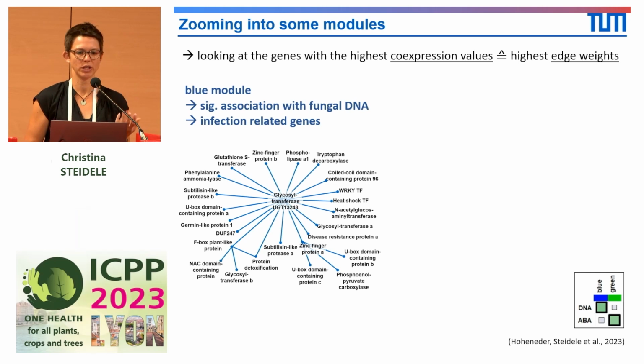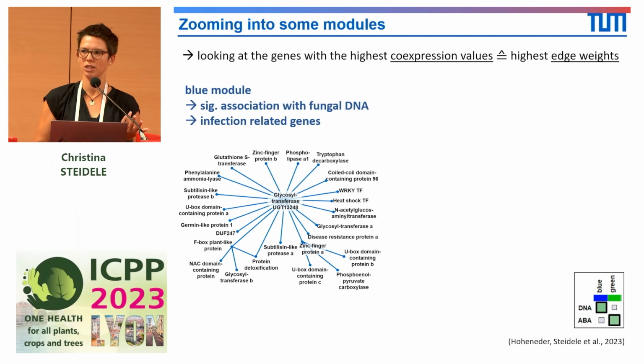I'm showing you here the blue module, so you remember this was the one that was significantly associated with fungal DNA. And to our big surprise, we found in the middle of this network UGT glycosyltransferase, and it is already described in literature that this transferase is important for the detoxification of DON, the mycotoxin of Fusarium.